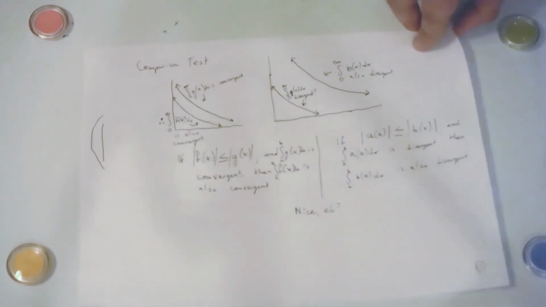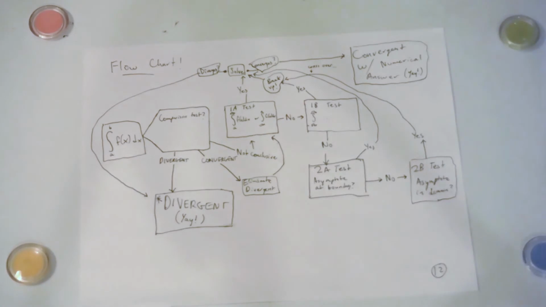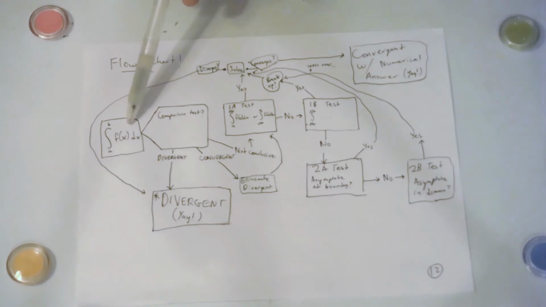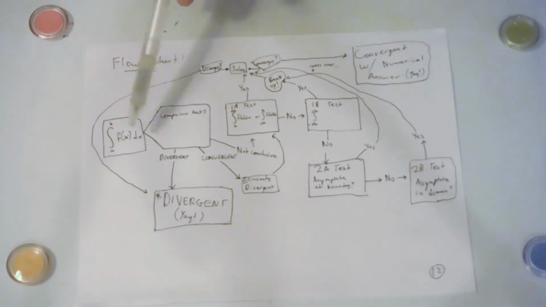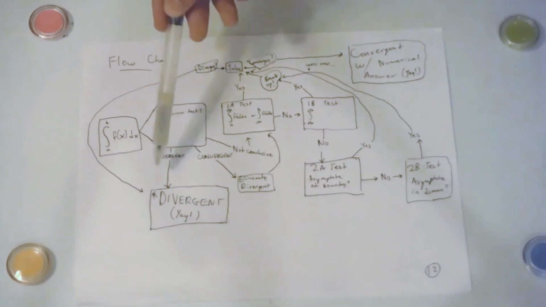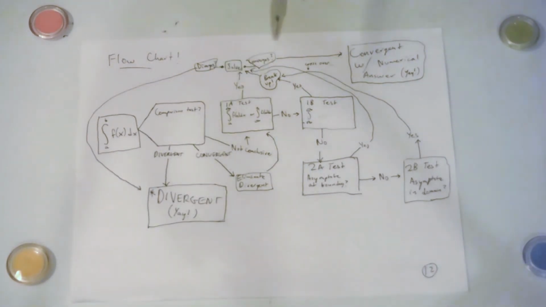Let's set up a flowchart for what to do with an improper integral based on what we've learned. You'll want to copy this into your notes. Let's start with the integral from a to b of f of x dx. First, if we can find a divergent function that is smaller than f of x on the closed interval ab, we're done. The function is divergent.